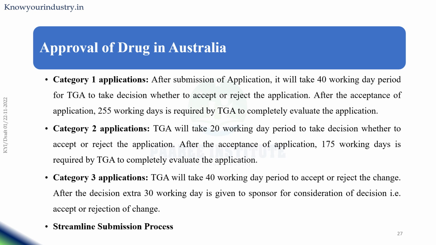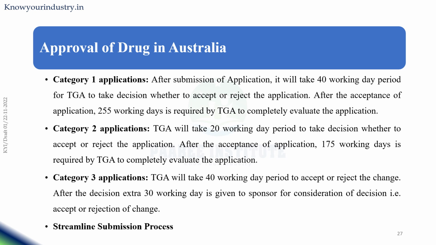Category 2 applications. These are applications which are submitted to register generic drug products which are already accepted in other regulated countries such as USA, Canada, Europe, etc. At the time of submission, two independent evaluation reports where the drug product is accepted for marketing has to be submitted. TGA will take 20 working days period to take decision whether to accept or reject the application. And after the acceptance of application, 175 working days is required by TGA to completely evaluate the application.